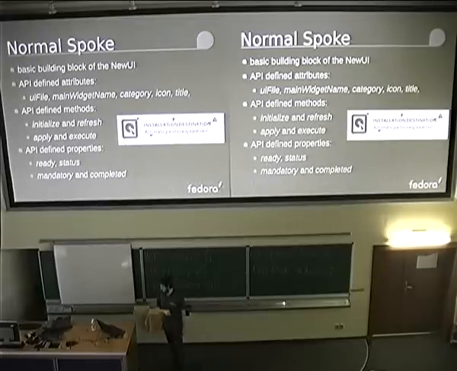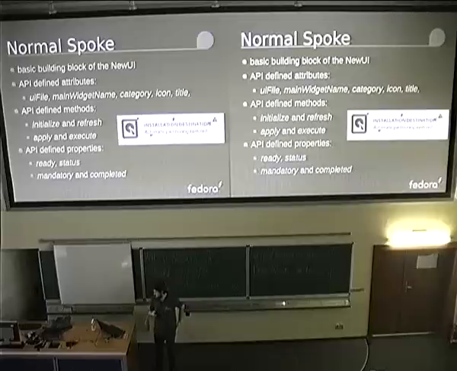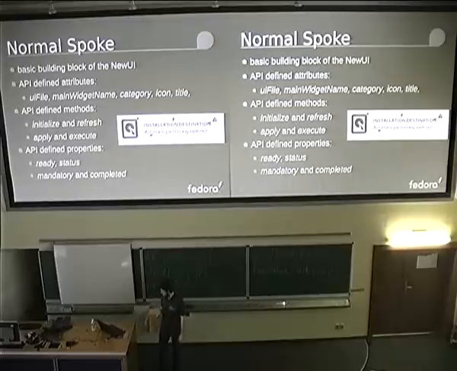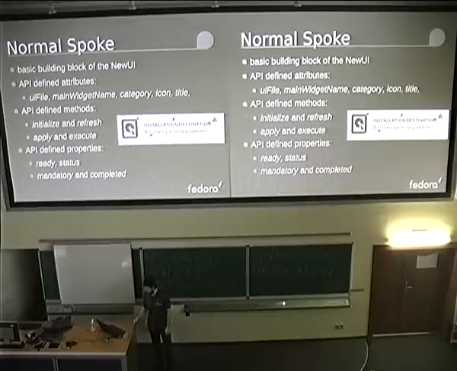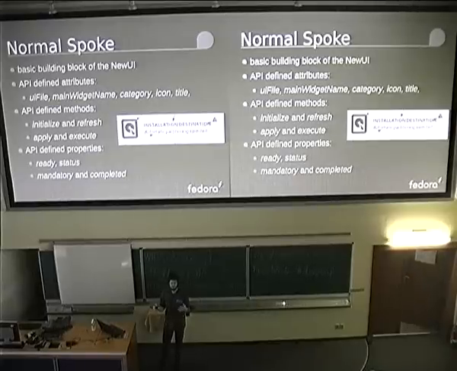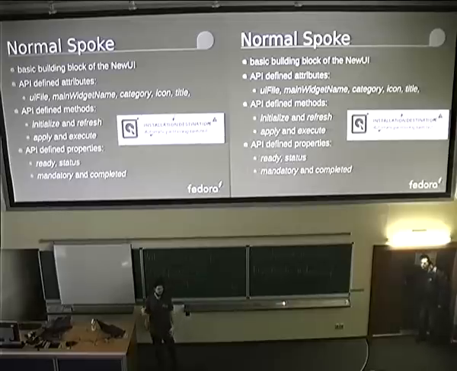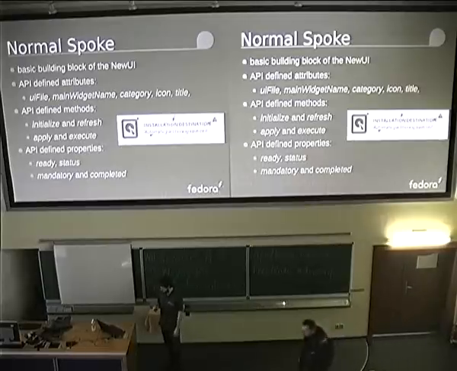So there are these API defined attributes. One is UI file, main widget name, category, the icon of the spoke, the picture shown on the hub, and also the title. The UI file is obvious, and main widget name is the name of the main window. Then there are API defined methods, initialize and refresh. Initialize is a method that is called when the UI is initialized, and refresh is the method that is called every time the spoke gets displayed. So it should update the UI state according to the data set in the Py Kickstart or the self data structure.